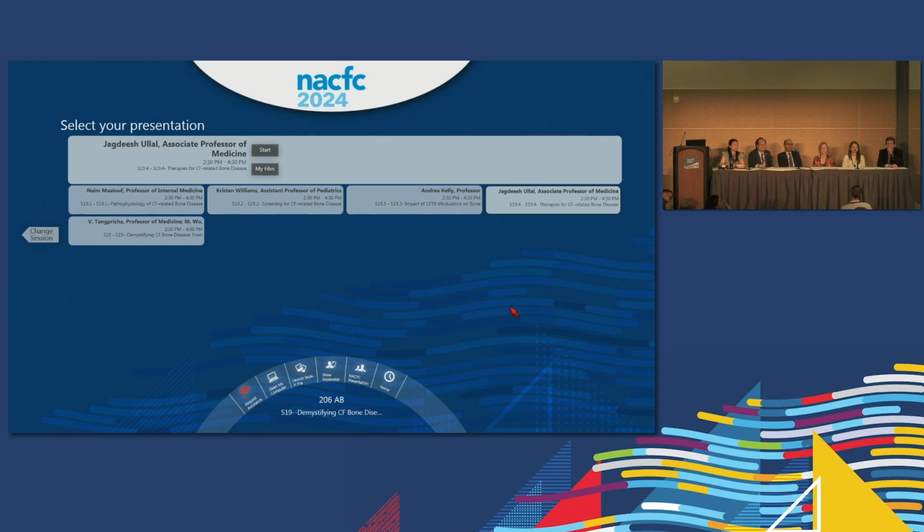Practical question. I think I heard in a couple of the talks about needing to get the DEXA scans done at the same place, on the same machine. I was wondering, in the room, how many places have a DEXA scan at the same site as their clinic? We don't. It seems like a good portion of patients get their DEXA scan at another place, so that's oftentimes a challenge.